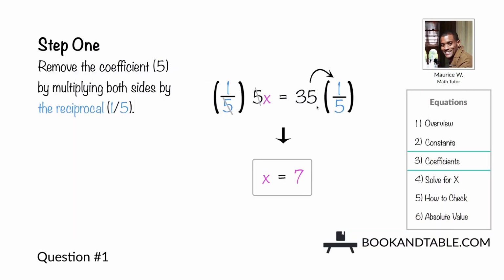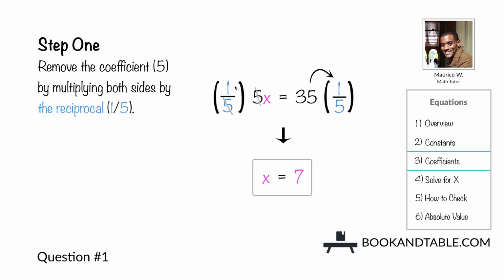5x is equal to 35. So if we'd like to solve for x, step 1, remove the coefficient, which is 5, by multiplying both sides by the reciprocal. Remember, 5 is the same as 5 divided by 1. So the reciprocal would be 1 over 5. Now I wrote it like this just to show you that multiplying both sides by the reciprocal, and in this case dividing by 5, would have been the same. Right, you could divide both sides by 5, but I wanted to show you the reciprocal because when the coefficient is a fraction, this is more convenient.